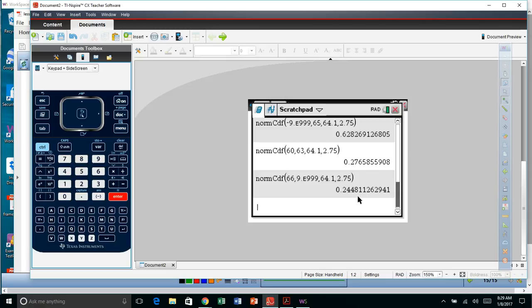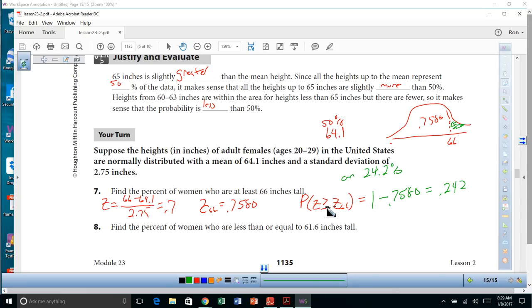24.244. Okay, so it's not off much. A little bit of rounding in the table, but not much. Find the percent of women who are less than or equal to 61.6 inches. So first we need to calculate our z-score. Z equals 61.6 minus 64.1. So we should get a negative number, 2.75.